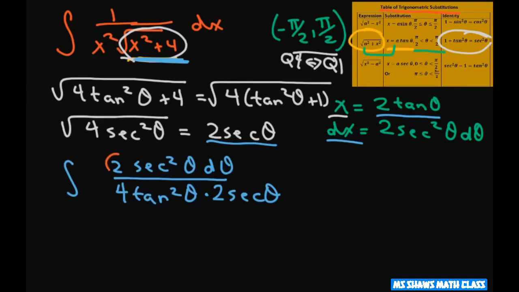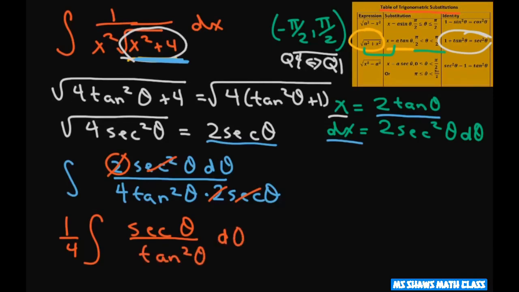We have these two cancel, so we get 1/4. Pull that out. And we have some secants. This cancels with that one time, so that's just going to be secant theta. And then we still have our tan squared theta d theta.